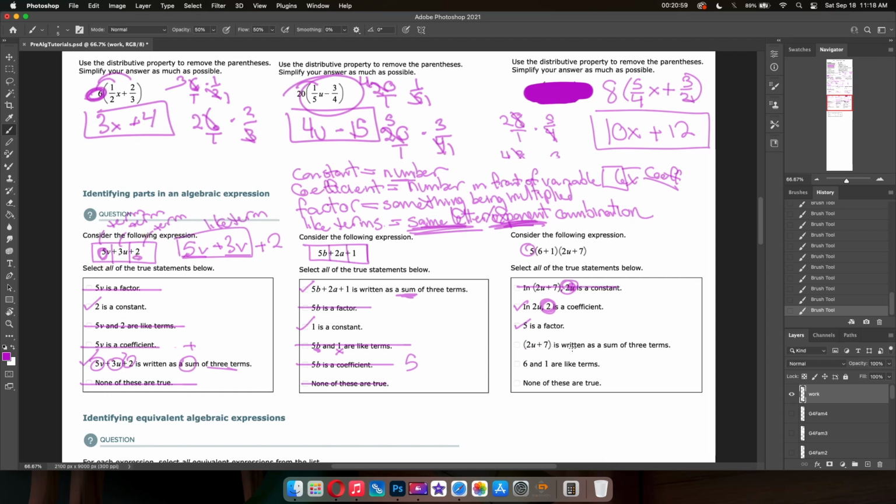2u plus 7 is written as the sum of three terms. So it is a sum, but I only count 1, 2 terms, not 3. So the computer can't count, the poor thing. 6 and 1 are like terms. What's like terms? Same letter, same exponent. 6 doesn't have a letter. 1 doesn't have a letter. Checks out. Therefore, whoops, it's a like term. Ta-da! Hey, this one had 3 right.